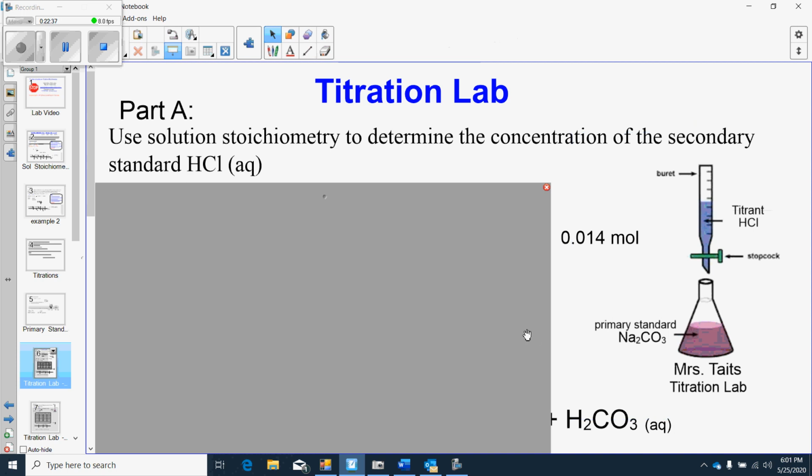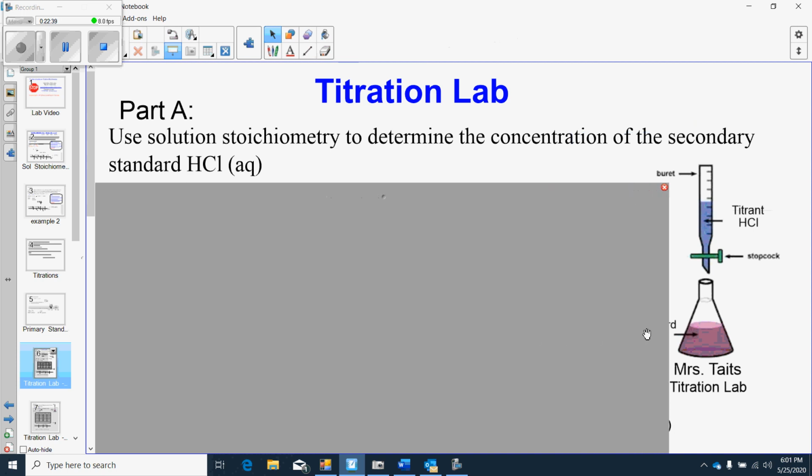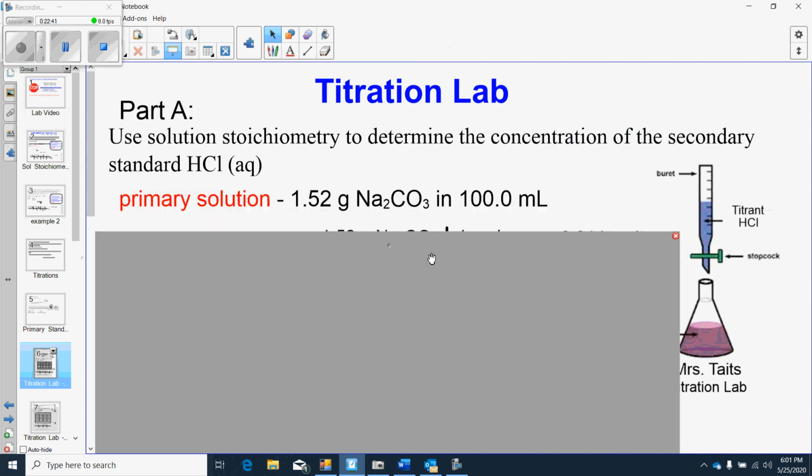Now, a couple things we should know. What did we know about our sodium carbonate? It was our primary solution. She used 1.52 grams of it, and she made 100 milliliters of it. She did a nice little review of how to make solutions at the beginning of her video. We know mass, we know volume, and we need to know the concentration, right?